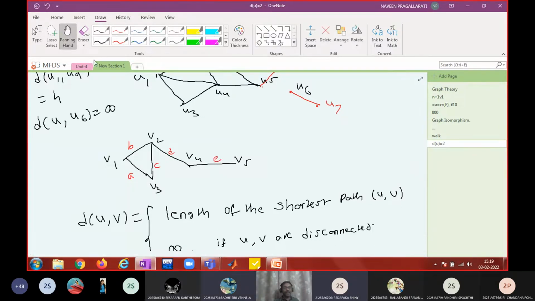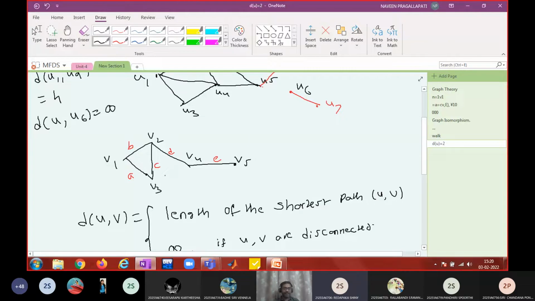D and E, sir. If I remove D, then this becomes disconnected. Therefore, components are increasing, so D is a cut edge. What about E? E is also a cut edge, no? If I remove E, then V4 and V5 are disconnected, right? Am I right? Therefore, E is also a cut edge.